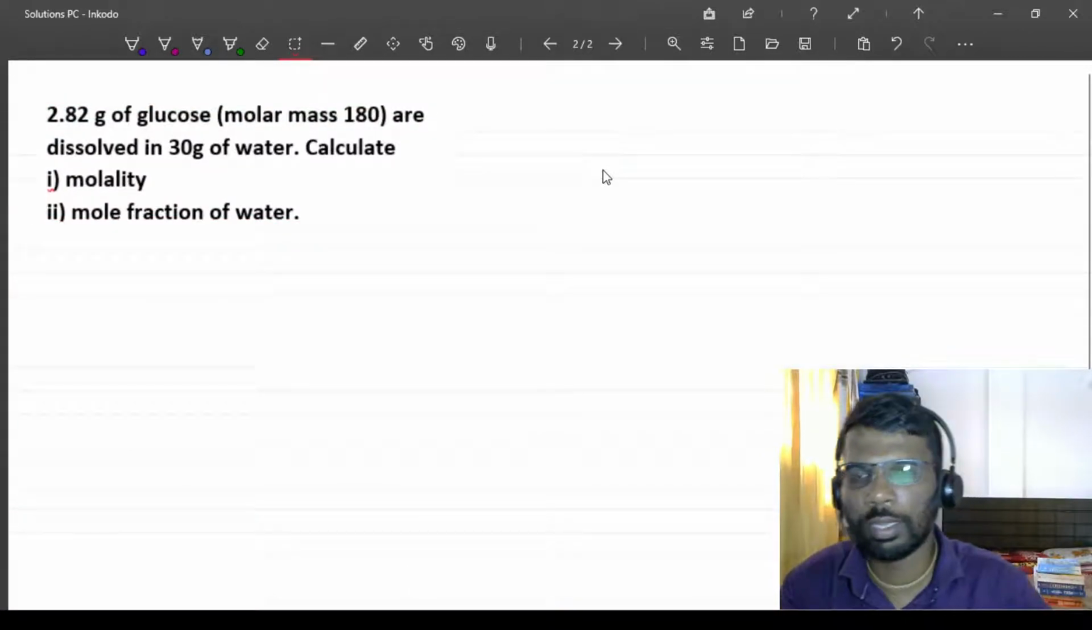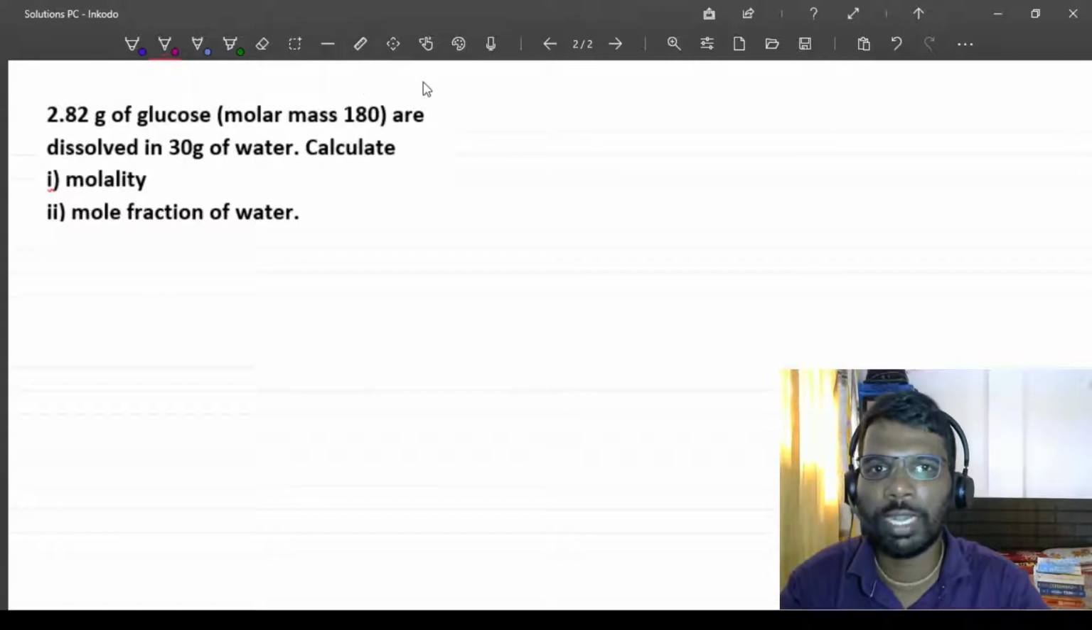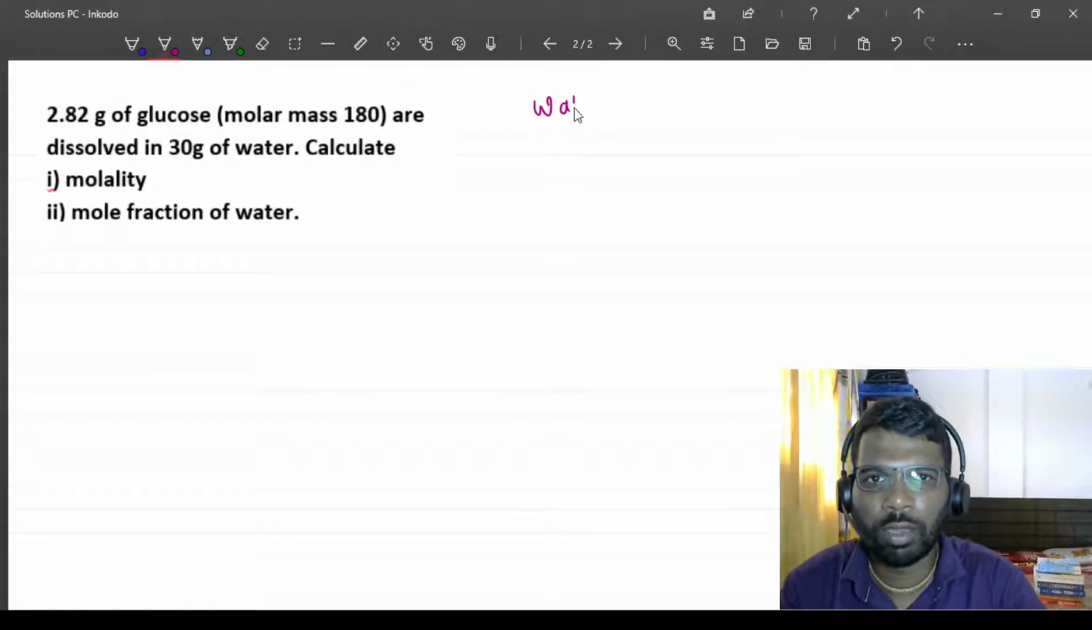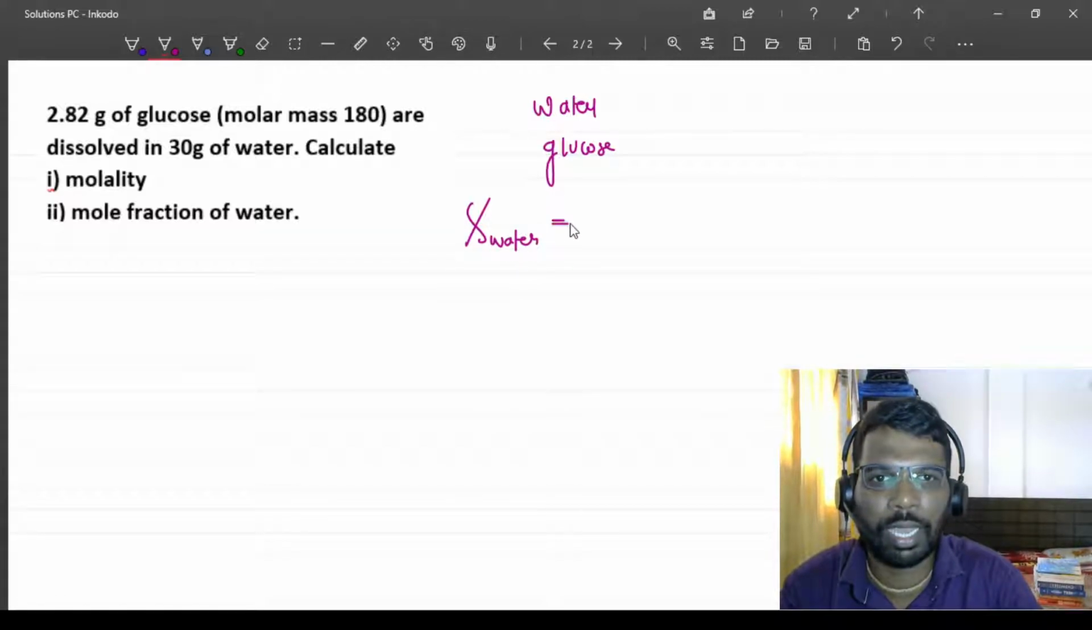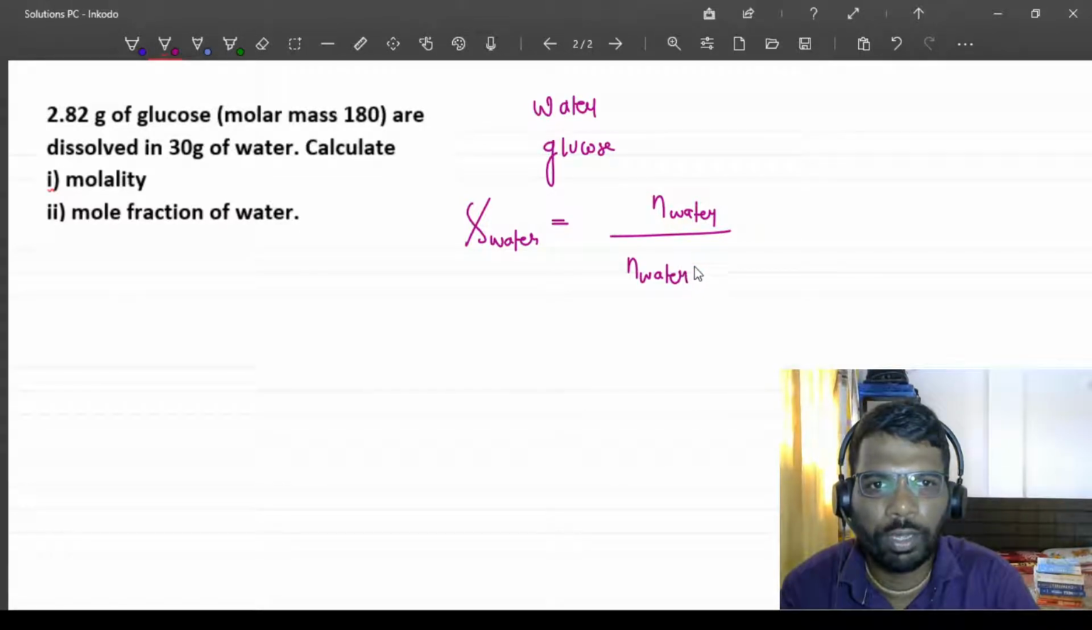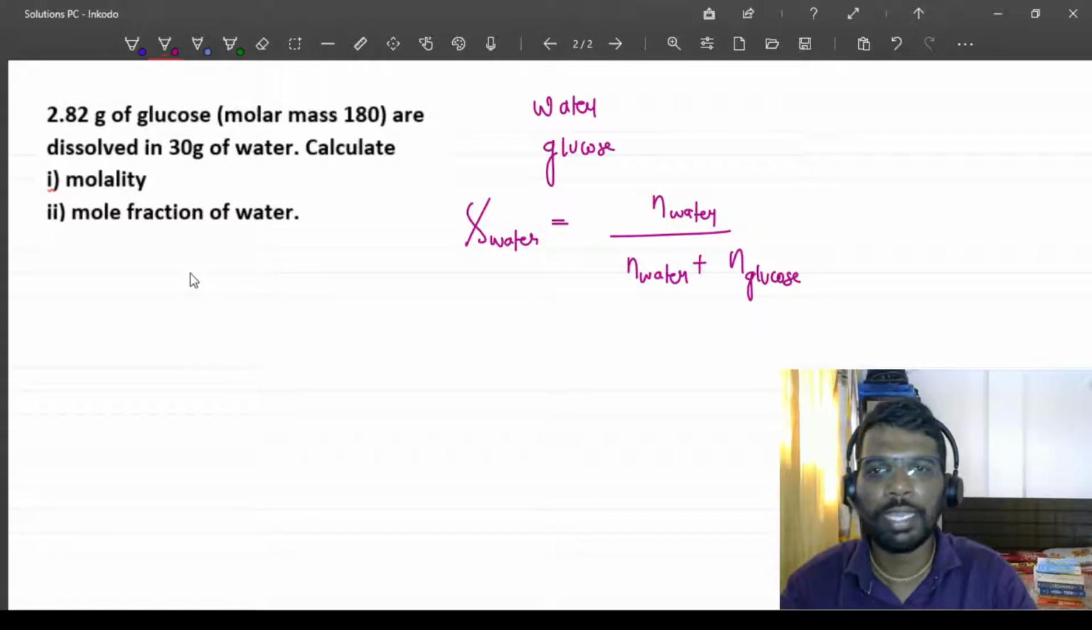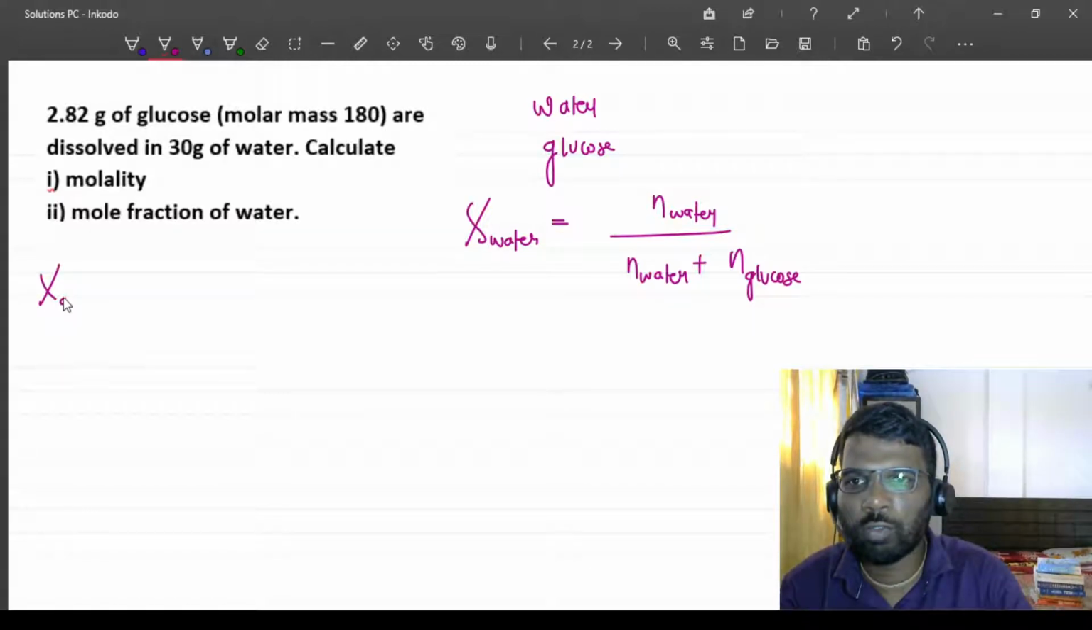Mole fraction of the water. Since we know the mole fraction, now let's say there are two components. One is water and the other is glucose. If I want to find the mole fraction of water, it is given by this symbol chi A. So it will be the number of moles of water divided by the total number of moles, that is, the number of moles of water plus the number of moles of glucose, right?